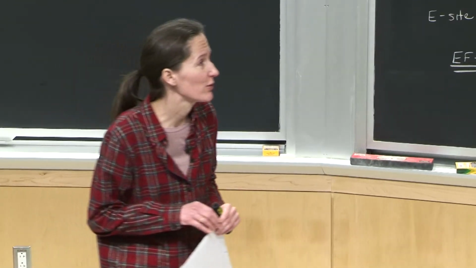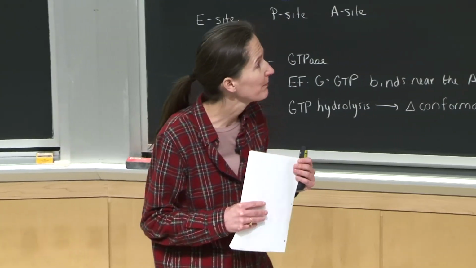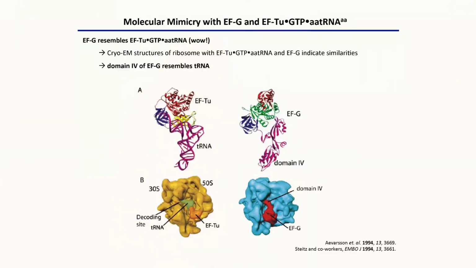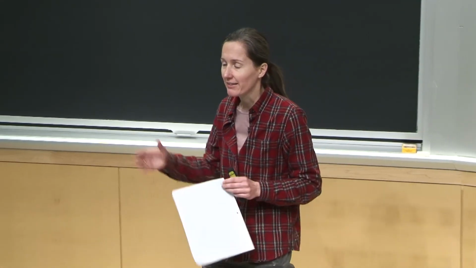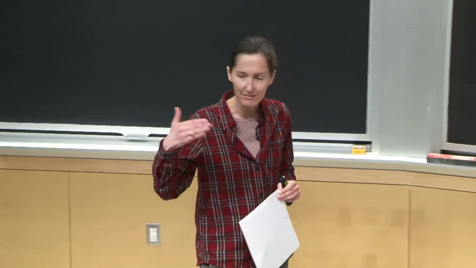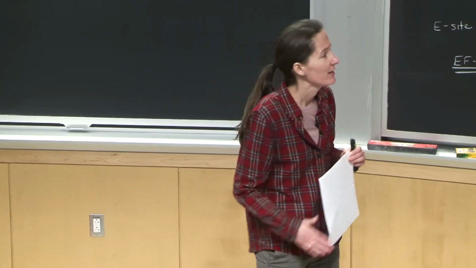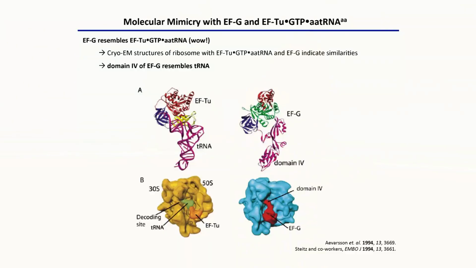So this is a really beautiful example of molecular mimicry. And EFG is shown here. And if we compare EFG to the complex of EF-Tu with tRNA, like the ternary complex shown here, what we see is they look very similar. And this domain 4 of EFG resembles the tRNA quite well. Okay, so just looking at that, we can begin to think maybe it's domain 4 that's coming in near that A site to have some interactions and cause this translocation event.